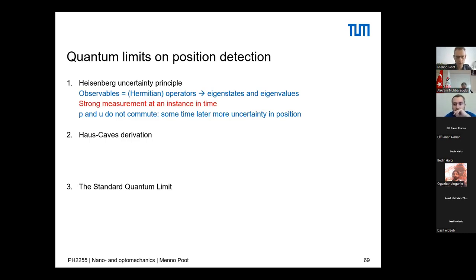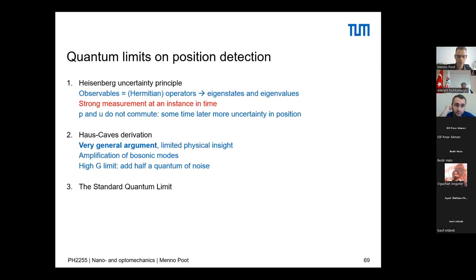So then we switched and saw the Haus-Caves derivation. That was a very general argument based on the amplification of bosonic modes and commutators. And in this case, we found that in the limit of high gain, we always have to add half a quantum of noise. But although it is very general, it offered us very limited insight in what is actually going on. And the picture that we have was the one over here.